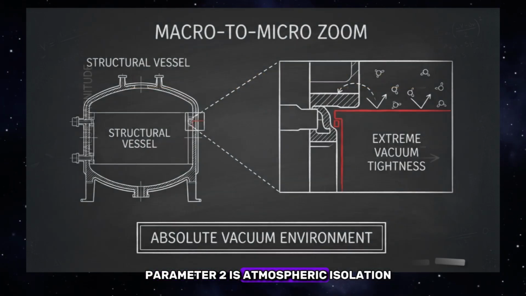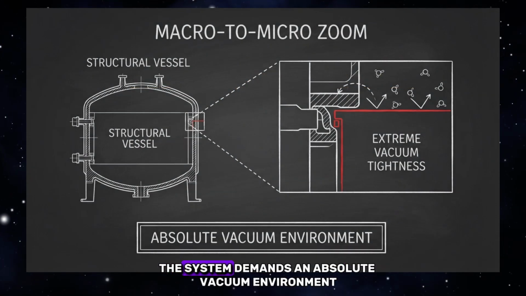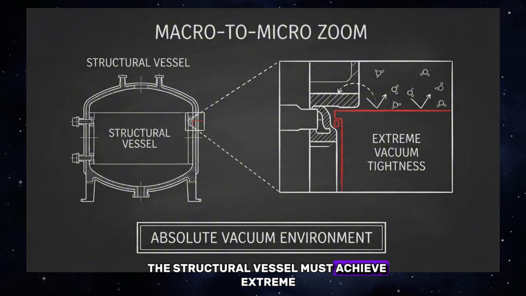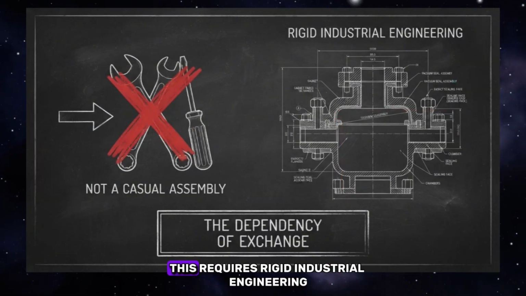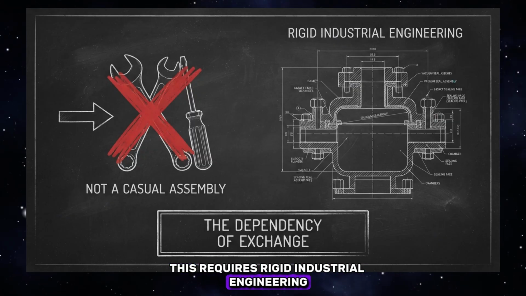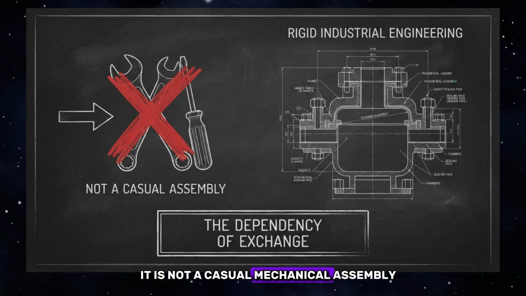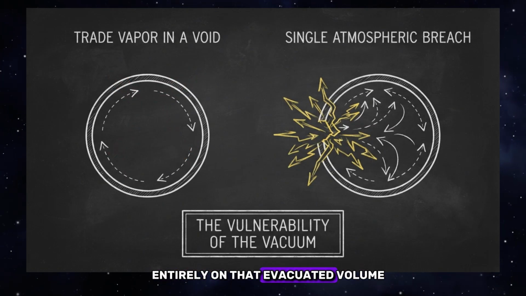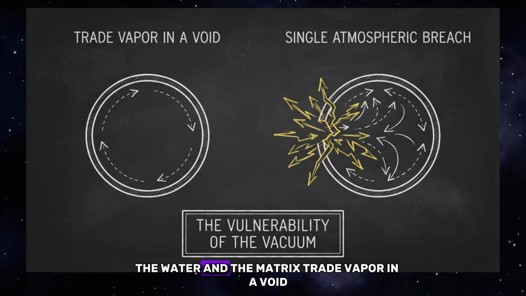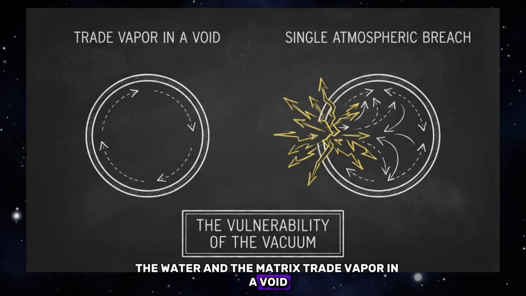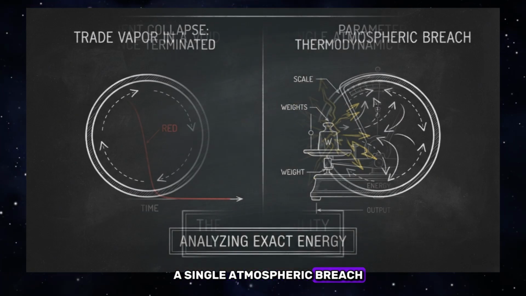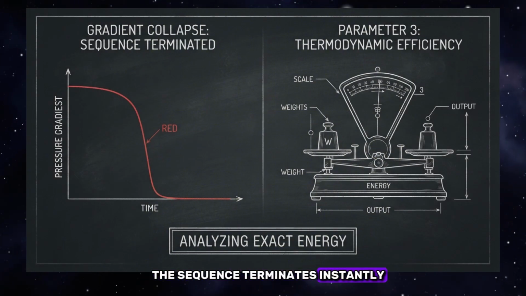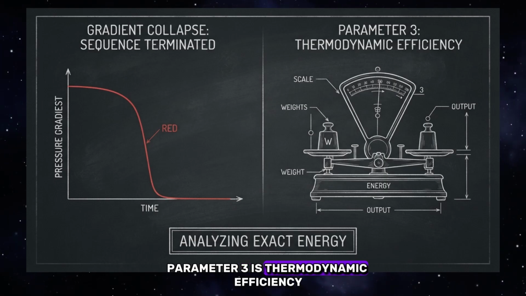Parameter 2 is atmospheric isolation. The system demands an absolute vacuum environment. The structural vessel must achieve extreme vacuum tightness. This requires rigid industrial engineering. It is not a casual mechanical assembly. The entire molecular exchange depends entirely on that evacuated volume. The water and the matrix trade vapor in a void. A single atmospheric breach collapses the pressure gradient. The sequence terminates instantly.